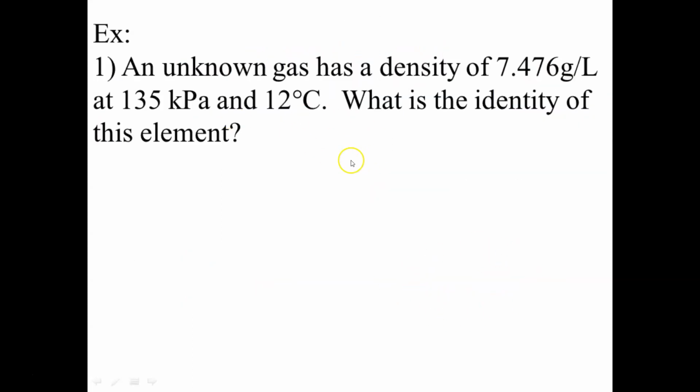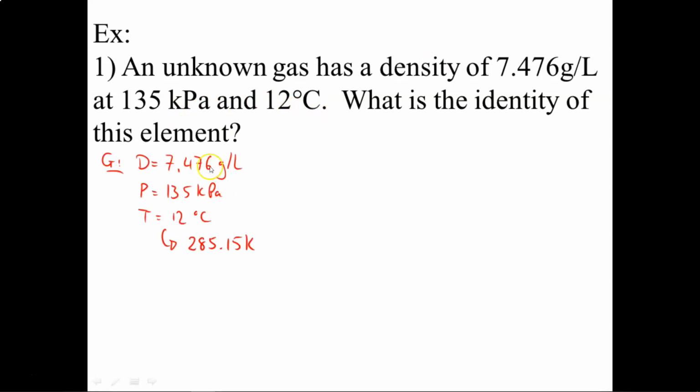So let's try it out. An unknown gas has a density of 7.476 grams per liter at 135 kilopascals and 12 degrees Celsius. So I'm going to organize this under my givens. Just remember to convert your Celsius into kelvins. It then asks what is the identity of this element. Typically, when you're trying to find the identity of a mystery element, you're probably looking for its molar mass, so you can look it up on the periodic table afterwards and identify which element it is.